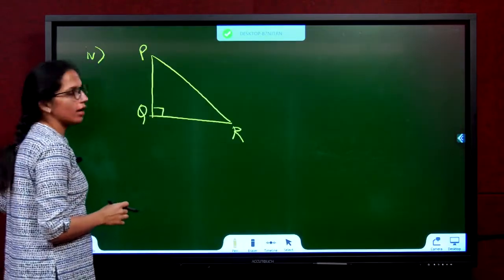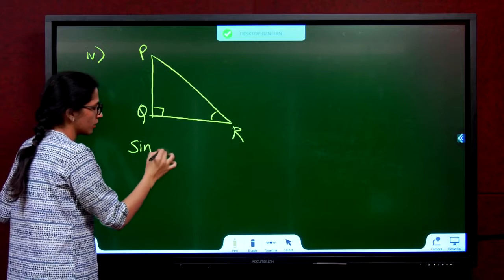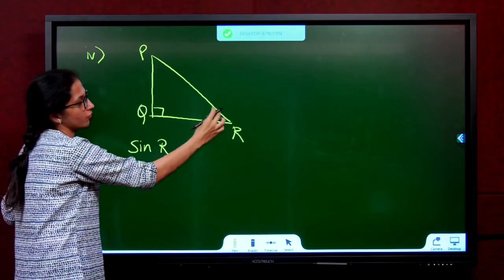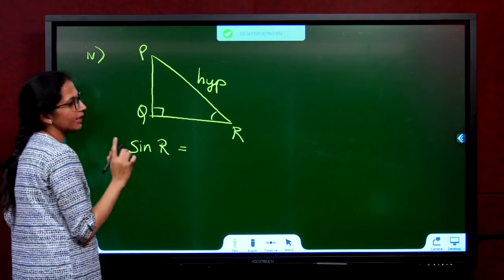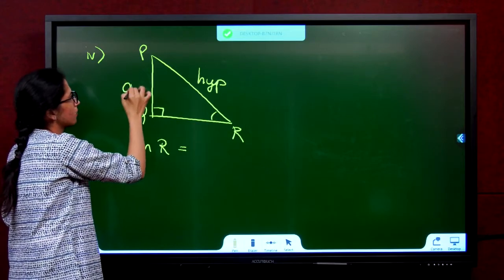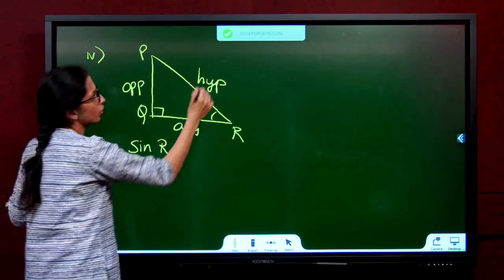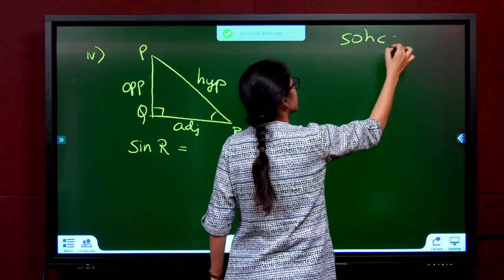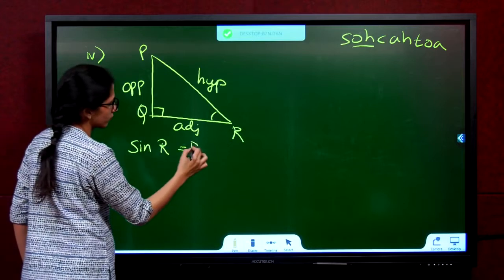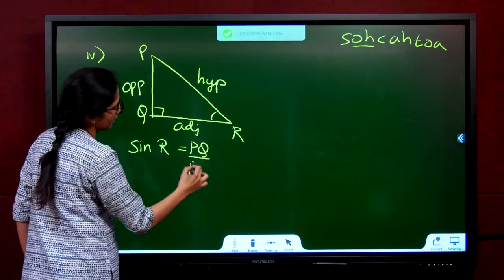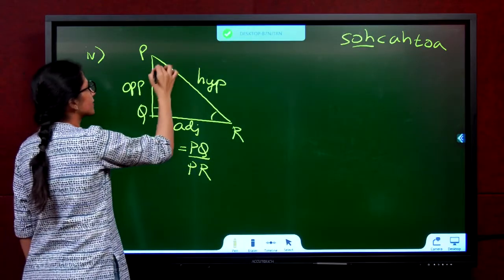So I have a triangle PQR right angled at Q. Let us say I want to find sine R. What will be sine of angle R? First, for R, mark your hypotenuse. Hypotenuse is marked. Then mark the opposite. Opposite R, it's here. Then you mark your adjacent. So what is sine R? Sine is SOHCAHTOA. Sine means opposite by hypotenuse. Who's the opposite? PQ. Hypotenuse, PR. In the same triangle, now the question is, tell me the value of sine P.